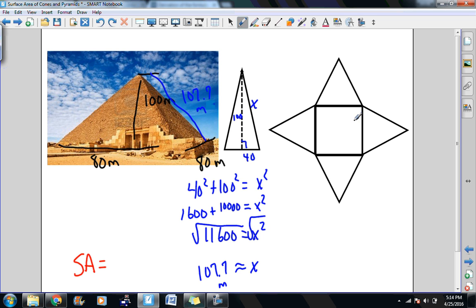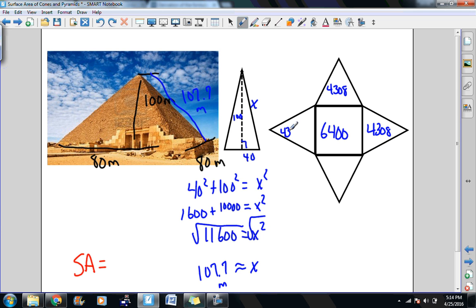The area of the bottom rectangle is 80 times 80, which is 6,400. And since this is a square bottom, all of the triangles will be the same. It's going to be 80 times 107 7/10 divided by 2. So each of these is going to be about 4,308.